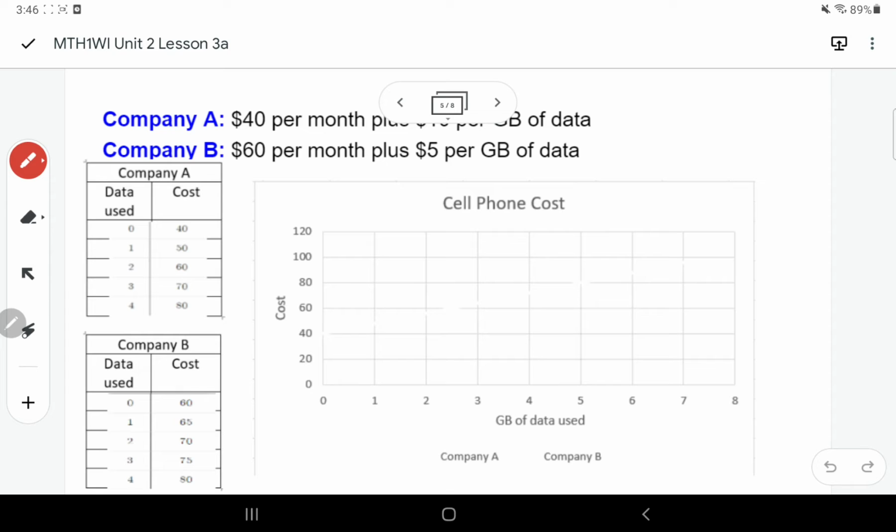So the first one, if she doesn't use any data, she pays $40. If she uses 1 gigabyte, she pays $50. 2, she pays $60. 3 is $70. And 4 is $80. So we're going to draw a straight line as well as I can through that graph.